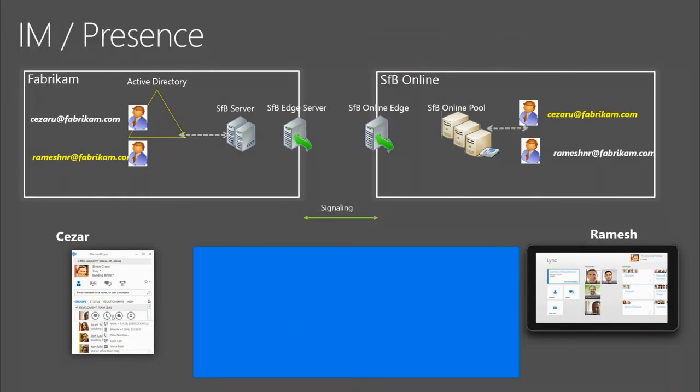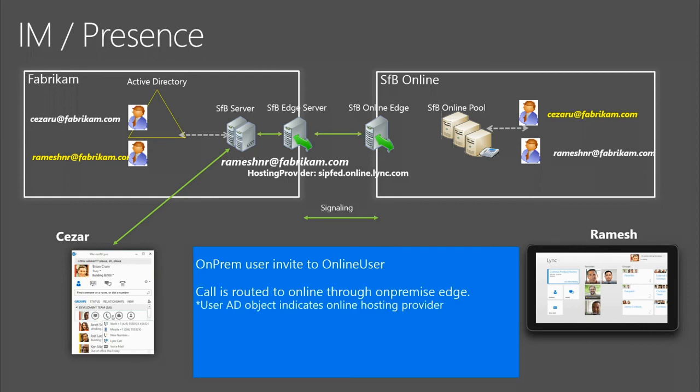All right, now presence. Let's see what happens in a dialogue between Ramesh and Cesar in a peer conversation. So on-premise, Cesar is inviting Ramesh to a conversation. Ramesh is an online user. Cesar reaches to his own home pool on-premise. The call is routed to online through the on-premise edge. The traffic between on-premise and online goes from front-end to edge, on-premise edge, and online edge.